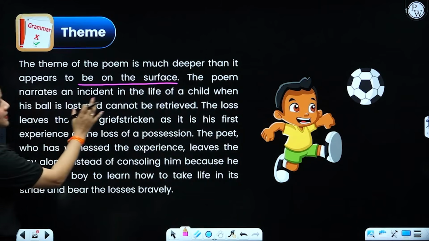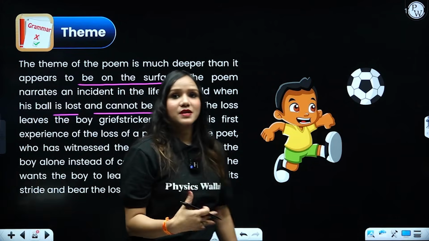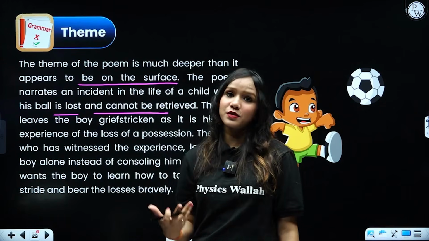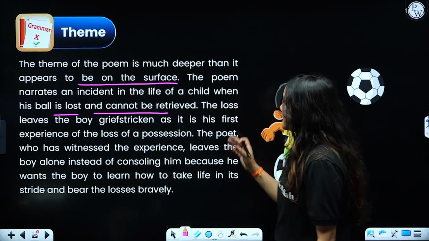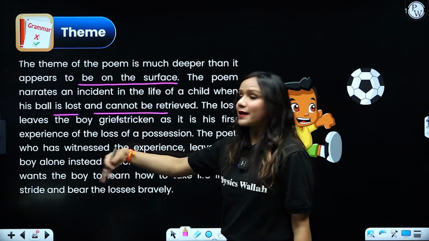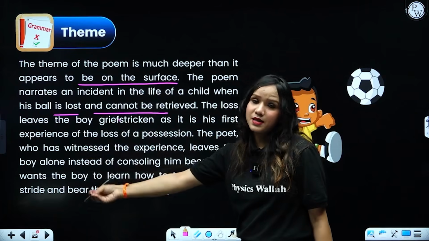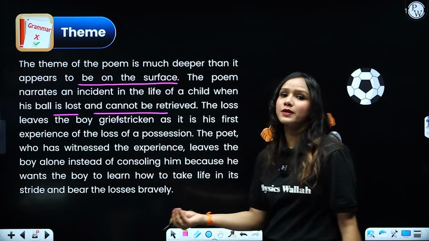The poem narrates an incident in the life of a child when the ball is lost and how he cannot control himself and how he keeps mourning over the loss of his ball until he realizes that he has to stand up and move on in life, right? So the boy is so grief-stricken as it is his first loved possession that got lost. It is the first experience, and this was the time when he got his first-hand experience of losing something which is so precious to him, right?